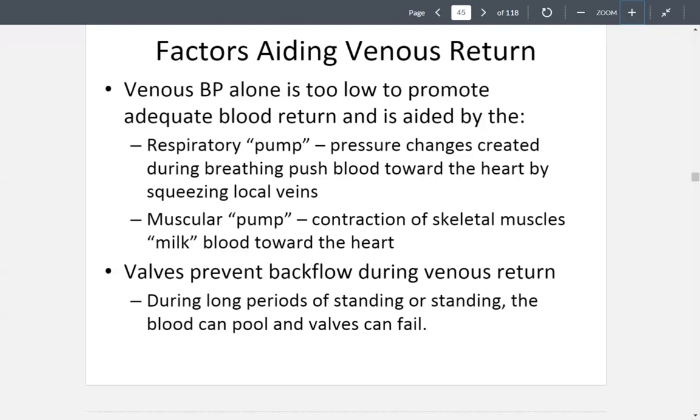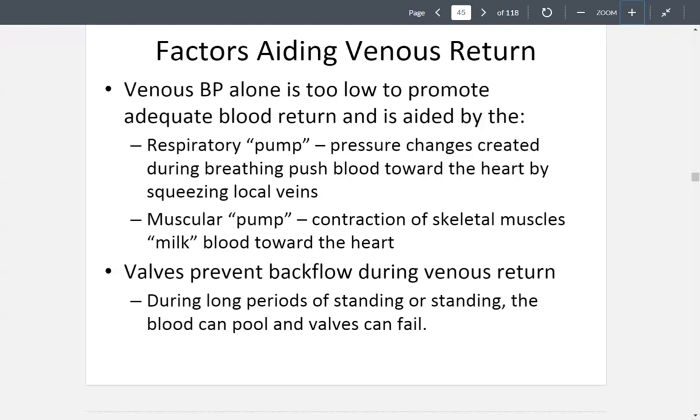To help with this, because there's always going to be a period in which there is no pressure or a decrease in pressure, to help prevent that backflow, we have those valves. So if you have long periods of standing, or I should say sitting, long periods of standing or sitting, blood can pool because of gravity, and we want to push it back up towards the heart. So valves help prevent that.